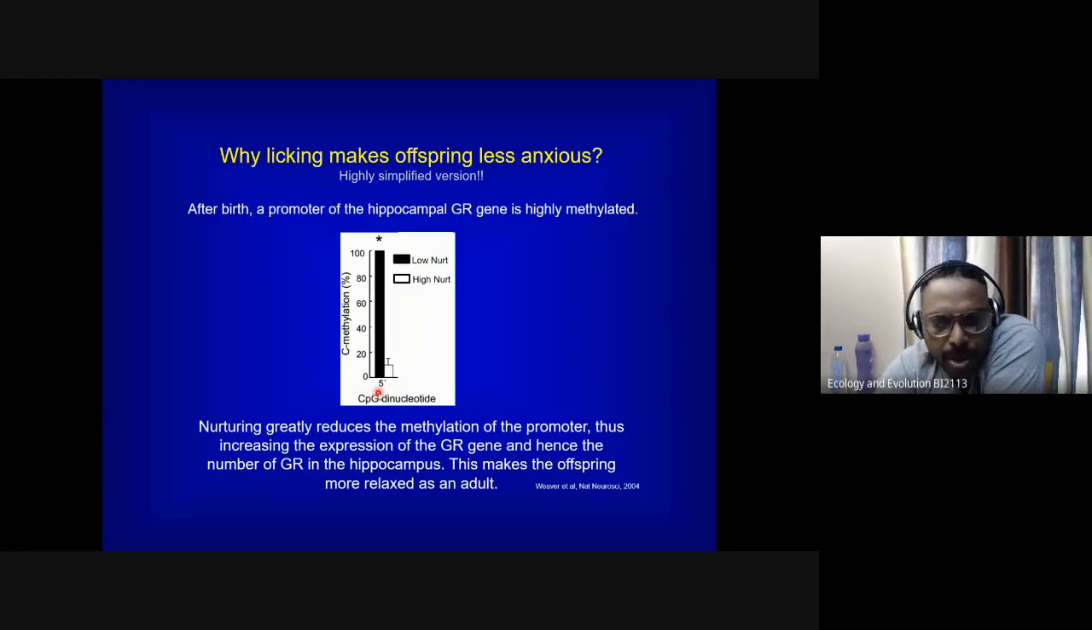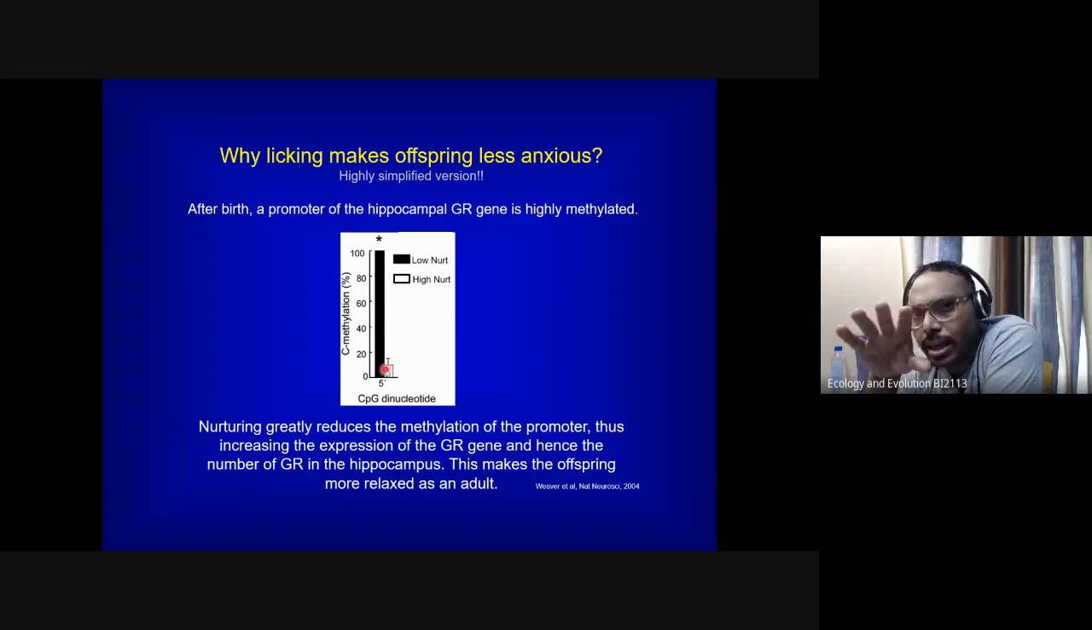Here you see the methylation level of that promoter. When the mother is low nurturing, the methylation level remains close to 100%, whereas when raised by a high nurturing mother, the methylation level comes down to 10% or less. So essentially, this nurturing greatly reduces the methylation of the promoter, which increases the expression of the GR gene. Once the GR gene is expressed properly, there are a number of those receptors in the hippocampus, and this is what, in the adult stage, makes the offspring a relaxed adult.